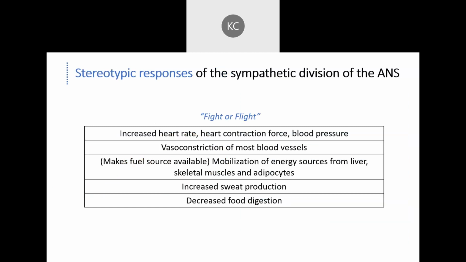So increased heart rate, increased blood pressure, increased force of the heart contracting, vasoconstriction of blood vessels to increase blood pressure, increased sweat production, decreased food digestion. So we're going to shunt blood away from the GI tract over to the muscles, right? When you think of this, this is our fight or flight response.